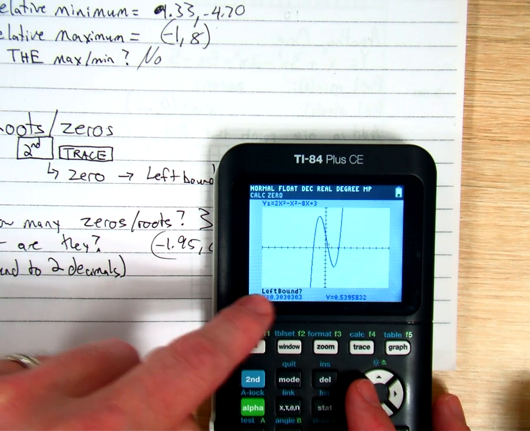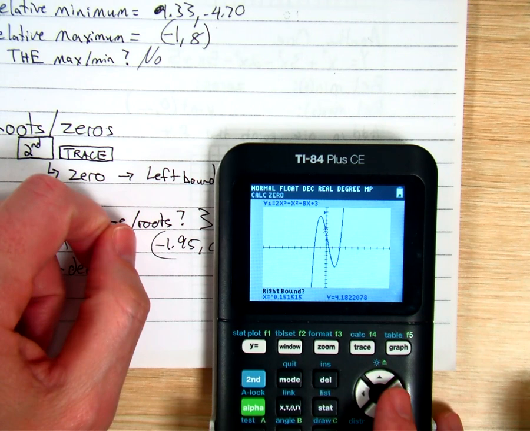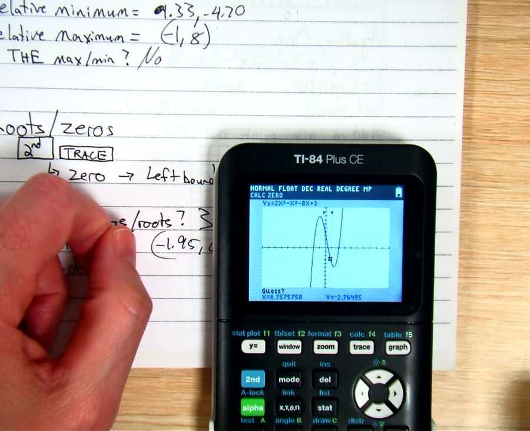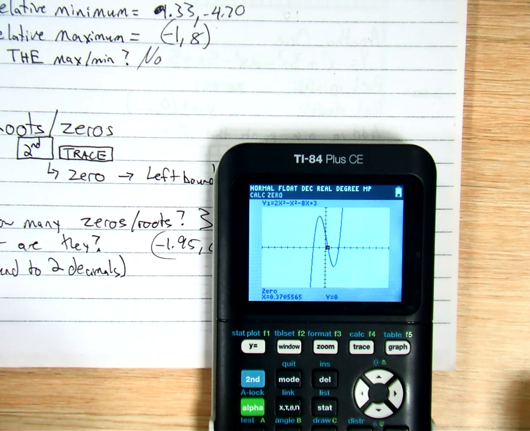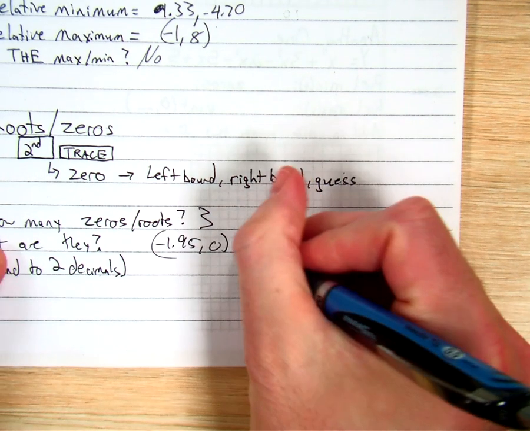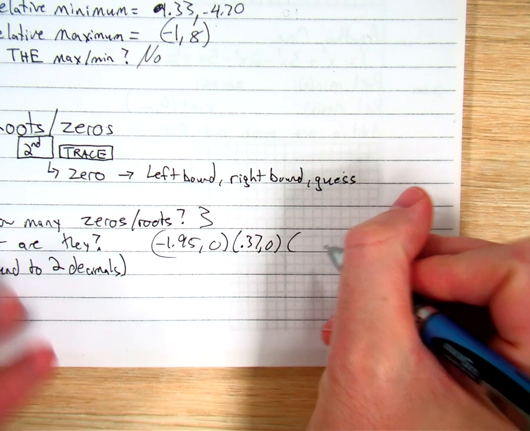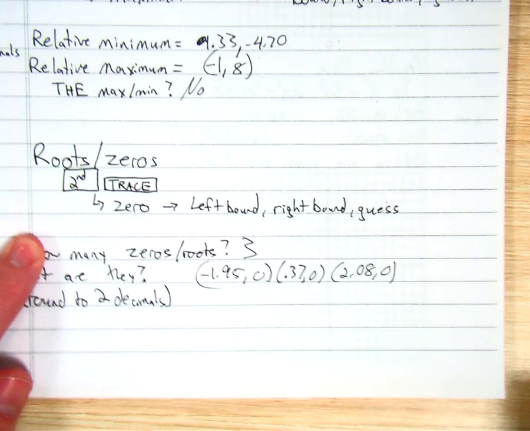Okay, left boundary, we push left 3 times. 1, 2, 3. Enter. Back down to the middle. Right bound 3 times. Enter. Back to the middle. And we got 0.37, comma 0. Hopefully you got 0.37, comma 0 as well. Go ahead and try to get that one on your own. And I got 2.08, comma 0 for that third one.